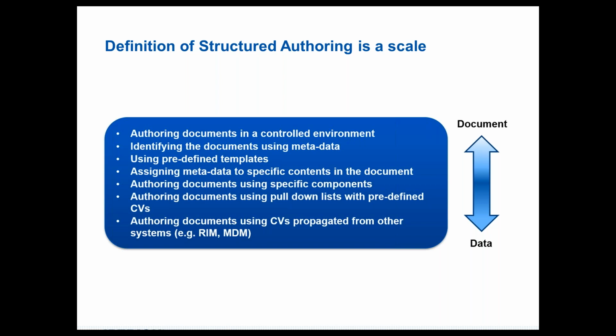Finally, could you author documents using both CVs, but perhaps even contents coming from other systems? So could you populate directly the pull-down lists in your structured authoring environment through your RIMs, for example? Or could you even populate the information in your document with values, real values, coming from your RIMs, for example? And then more and more, we see that we're actually working with data, and documents are just a vehicle to publish them. Next slide, please.